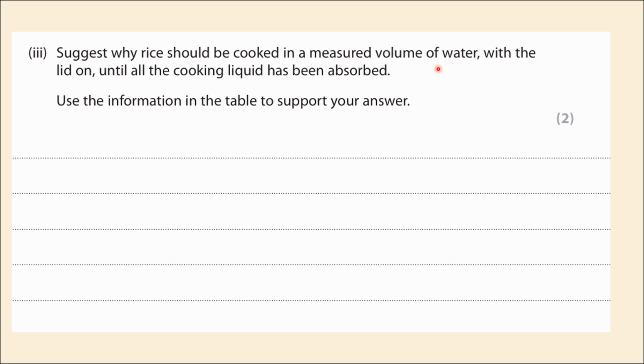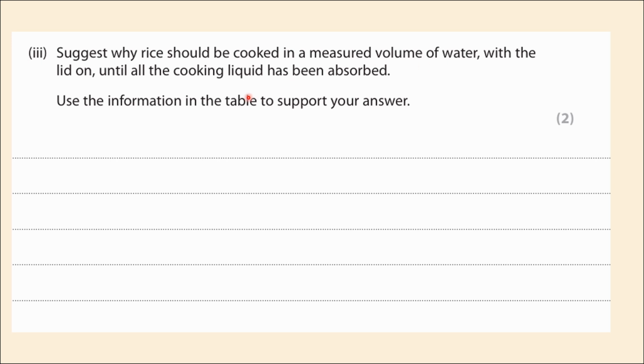So first we look at why we have to use the measured volume of water. This ensures that all the liquid is absorbed by the rice during cooking. If you add too much water, some may escape, causing more amylose and amylopectin to be lost. So by controlling the amount of water, you can maintain the right balance of these components, since amylose contributes to hardness and amylopectin controls the stickiness of the rice. Therefore, controlling the liquid helps achieve the desired texture of the cooked rice.